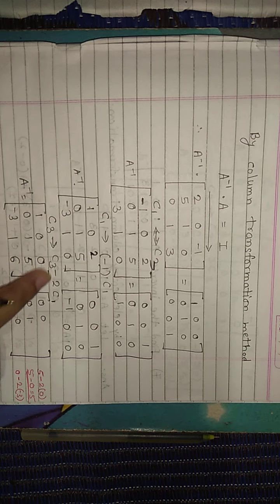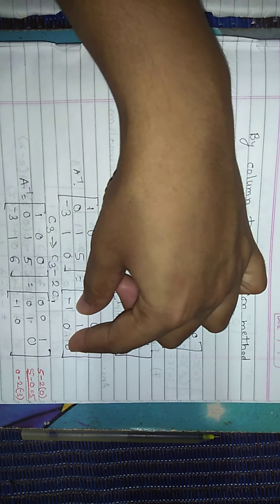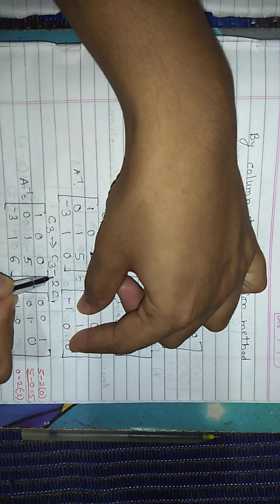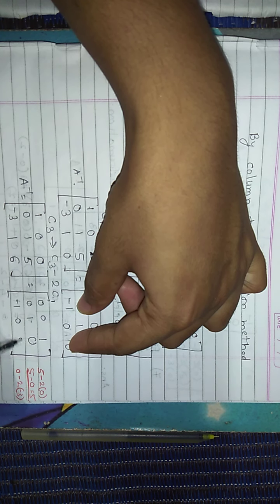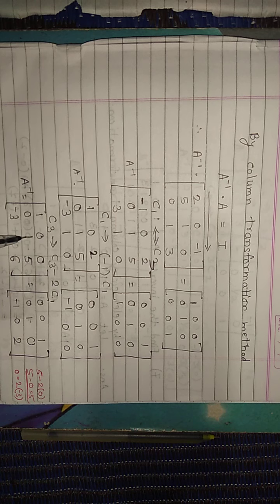Same formation we apply over here. 1 minus 2 into 0. So 2 into 0 is 0. So 1 minus 0 is 1. Both the elements are 0 in this formula, so it remains as a 0. Next element, 0 minus 2 into minus 1. So minus 1 into minus 2 is a plus 2. 0 plus 2 is 2. Next 1 0 0, 1 0 0.